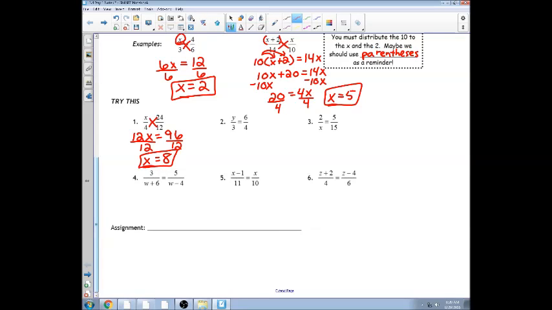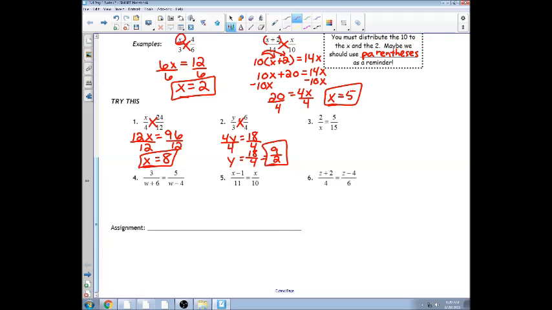Okay? Number 2, I'm going to go ahead and cross multiply. So it'd be 4y is equal to 18. If I divide by 4, y would be equal to 18 over 4. Those are both divisible by 2. So it would be 9 over 2.